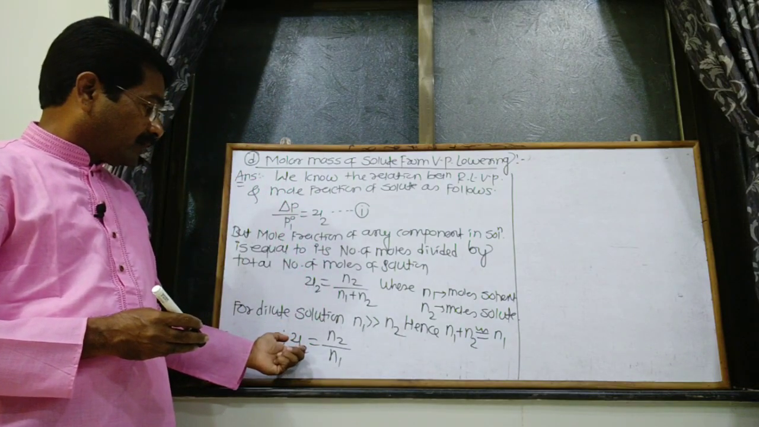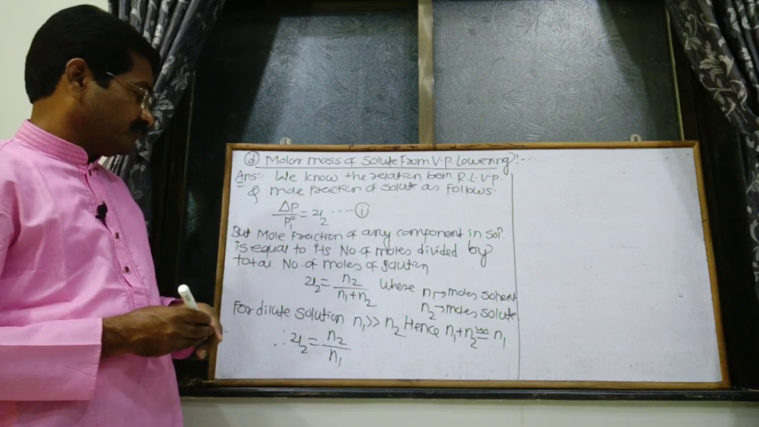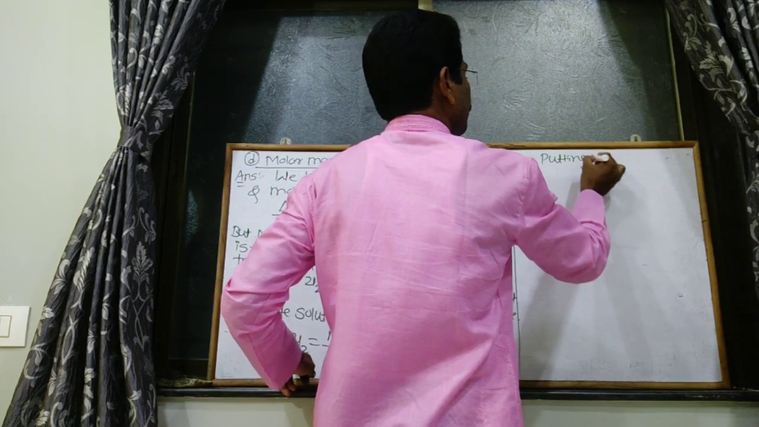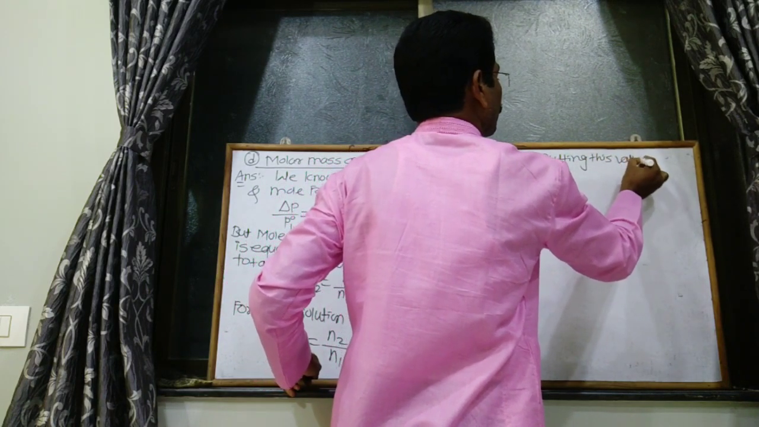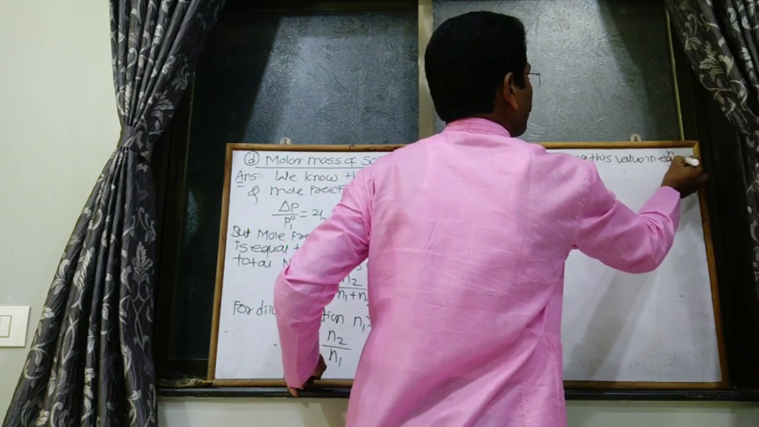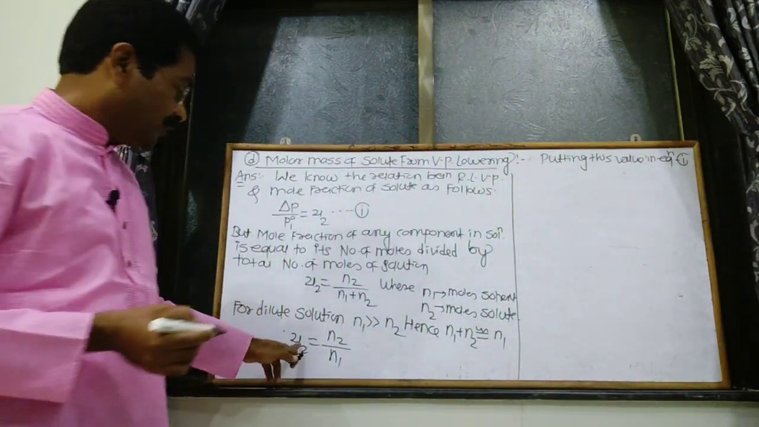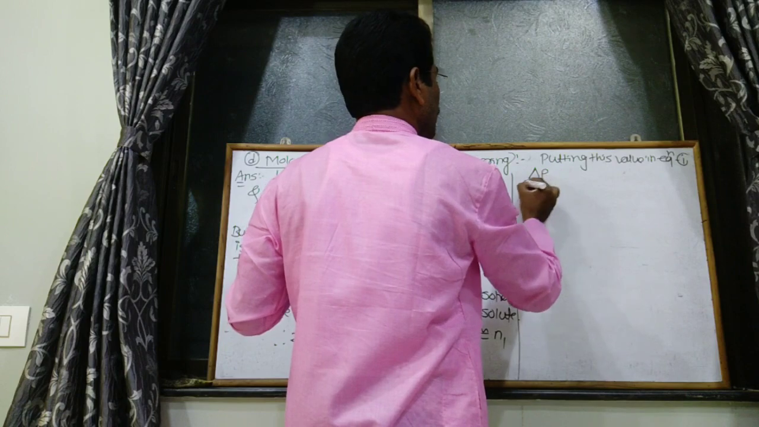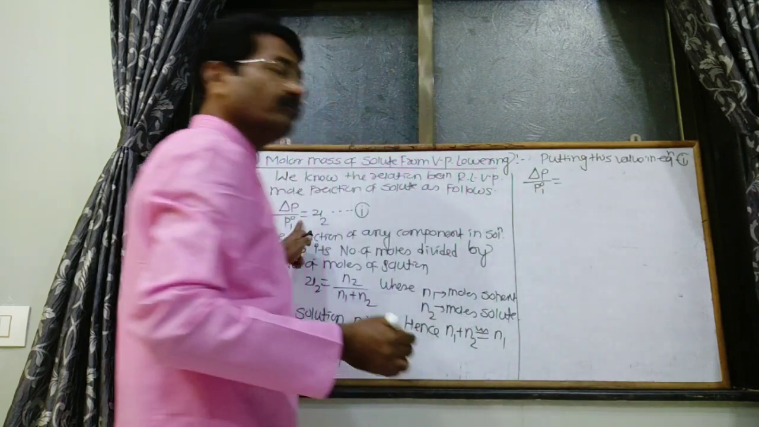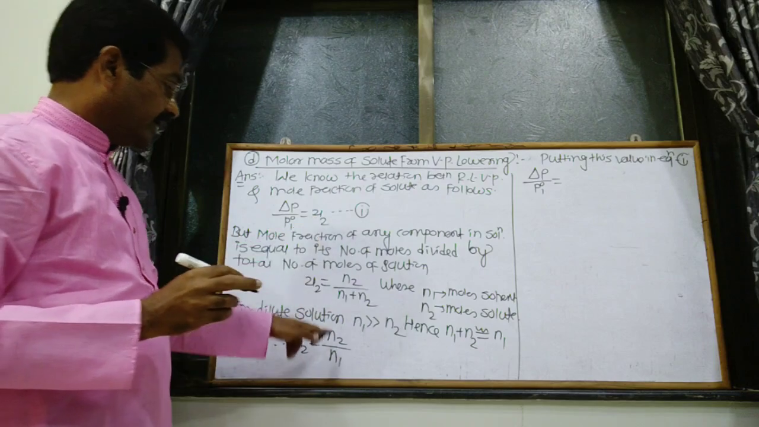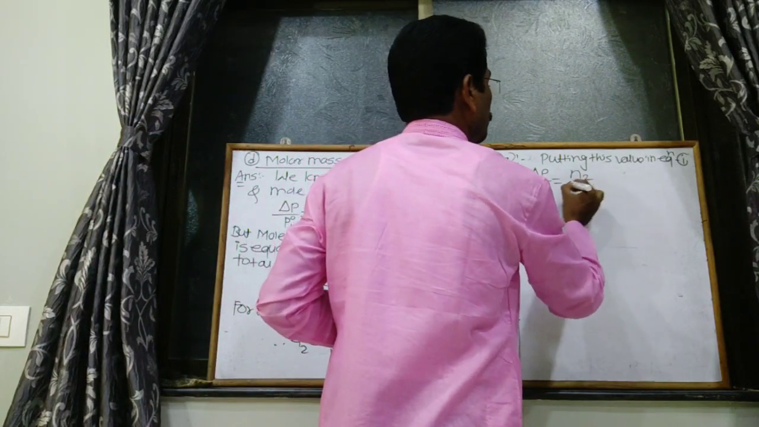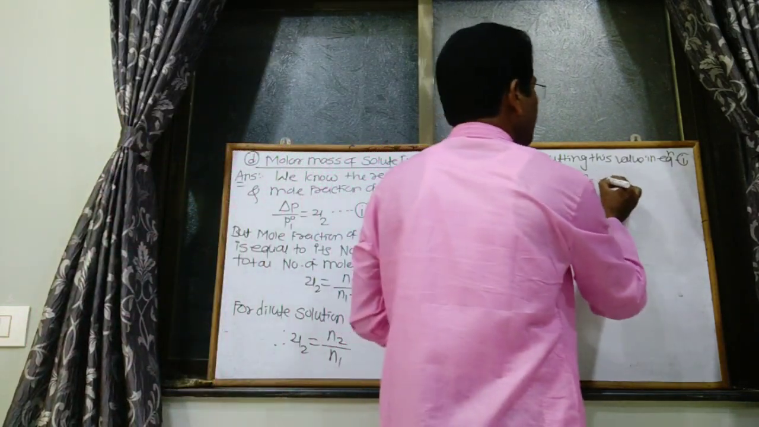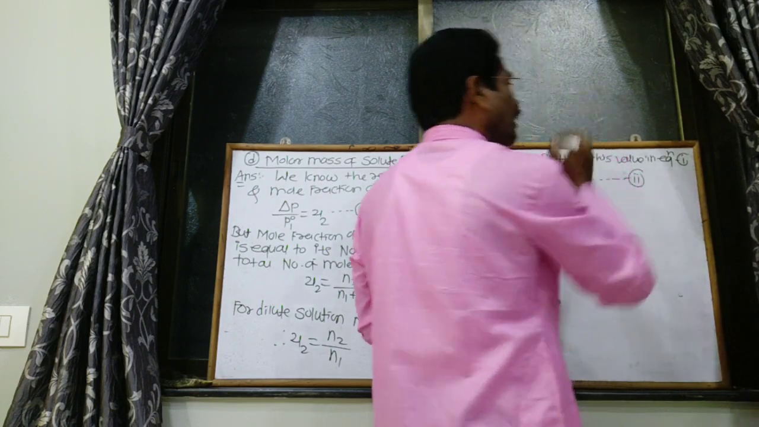Now put this value in equation first. Which value? x2 is equal to n2 divided by n1. In equation first, delta P upon P01 is equal to n2 divided by n1. This is equation number second.